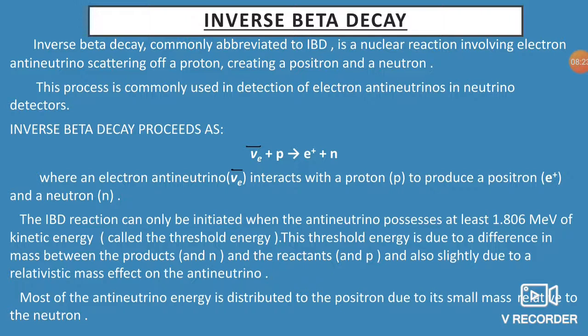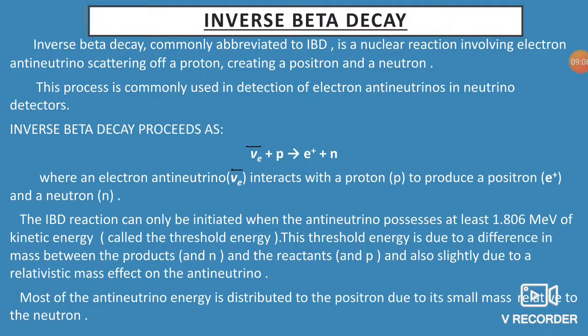It is commonly abbreviated as IBD. Here an antineutrino scatters off a proton, creating a positron and a neutron. It is used in the detection of electron antineutrinos in neutrino detectors. It is of extremely low probability, that is, it has a very small chance of occurring. In this reaction, an electron antineutrino interacts with a proton, which gives a positron and a neutron.